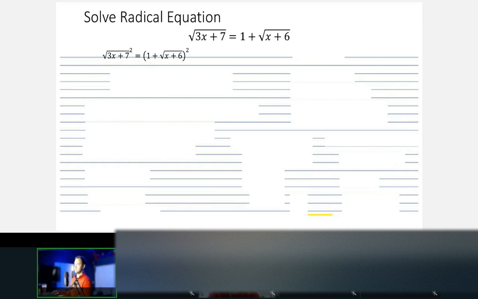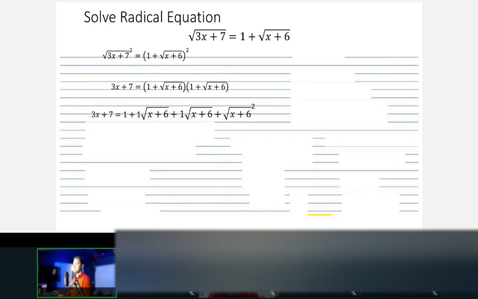Squaring the left cancels out the radical. Squaring the right side means multiply it by itself, so I wrote it out twice to show that we have to FOIL it. I did the work to save time, but we get those 4 terms: 1 plus 1 radical plus 1 radical plus the radical squared. Squaring a radical cancels out, so this x plus 6 will carry down. We have 1 radical x plus 6 plus 1 radical x plus 6.